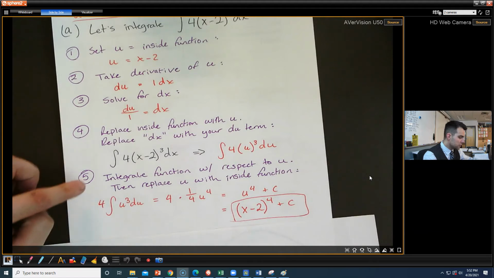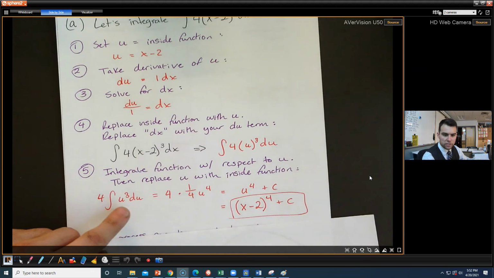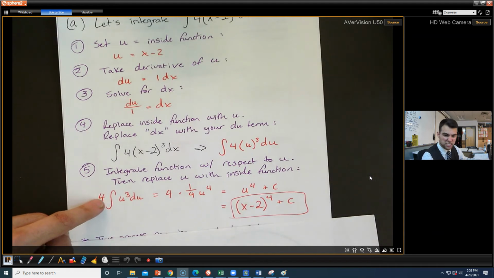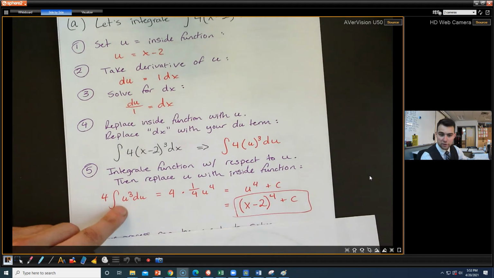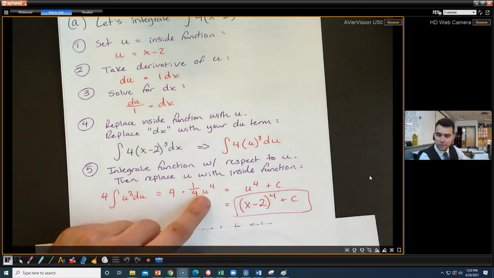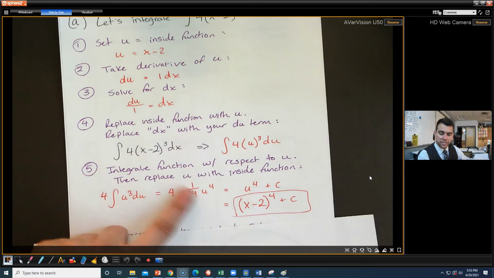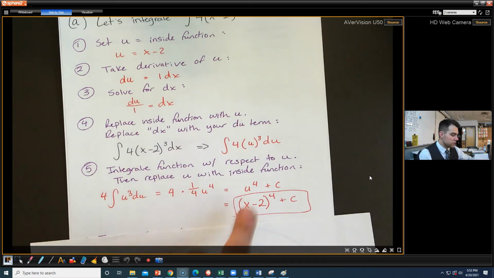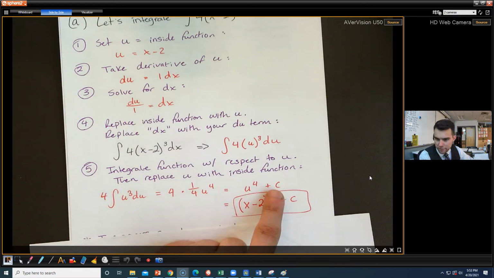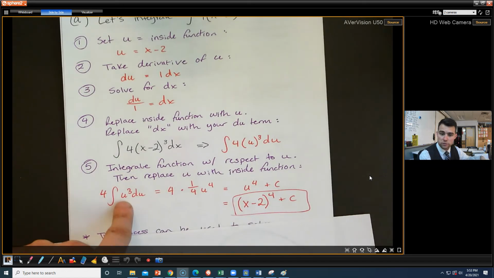So now we're going to integrate the function with respect to u. And I'm going to pull out this 4 because really it's a constant and it's just going to multiply anyway by whatever I integrate here. I take the integral of u to the third, and I get 1/4 u to the fourth, and I have to remember to multiply by that 4. So these guys are reciprocals, they cancel out to 1, and so I get u to the fourth plus c, right? I can't forget my plus c. This is an indefinite integral, there are no bounds.